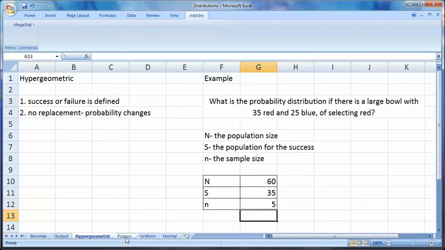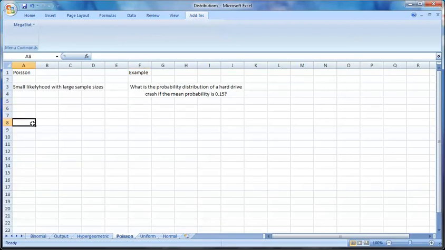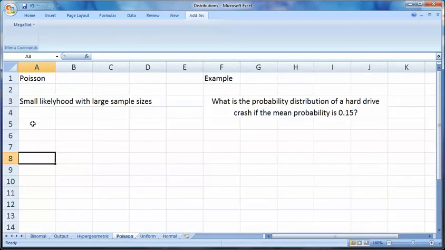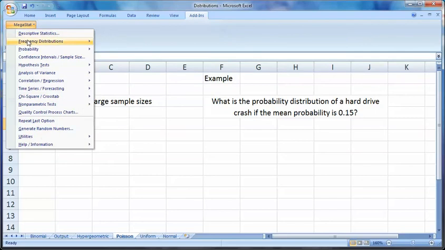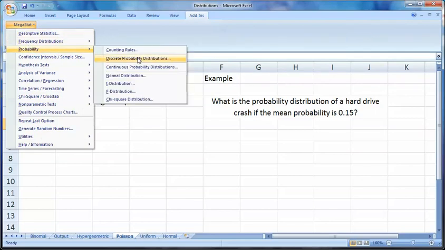Now let's look at Poisson distributions. And this one is actually quite a bit easier than the other two because you're only needing one little bit of information, and that is the mean of the probability. But what are the Poisson distributions used for? Small likelihood with very large sample size, meaning something that is not going to happen very often. In the case that we're looking at, what is the probability distribution of a hard drive crash if the mean probability is 50%? Okay, so again, we go to our MegaStat, probability, discrete probability distributions.